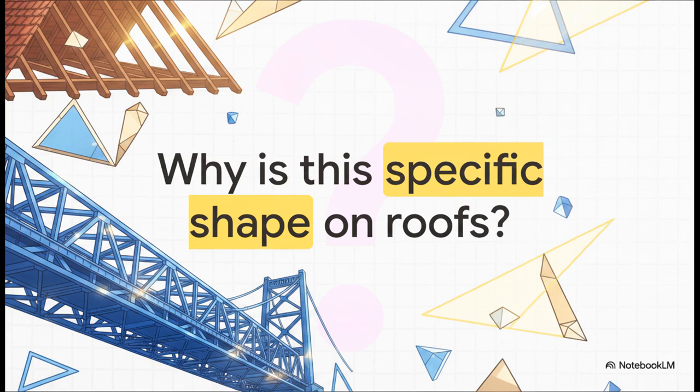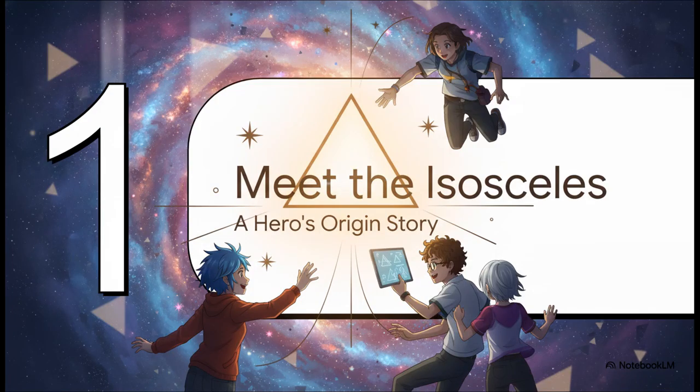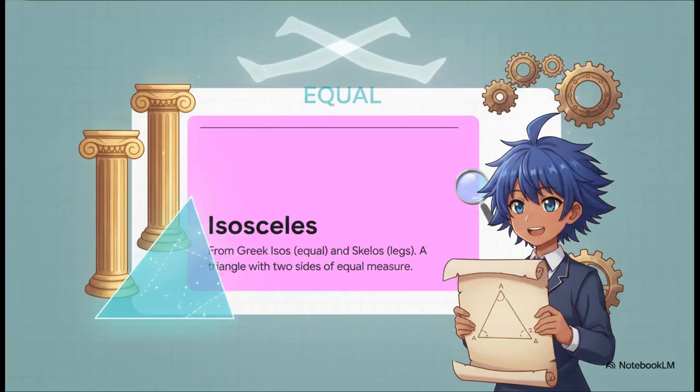I want you to keep that real-world image in the back of your mind as we unpack exactly how its mechanics work. Okay, section 1. Meet the isosceles triangle. So the word isosceles itself, it isn't just some arbitrary mathematical jargon thrown together. It actually derives straight from two ancient Greek words.